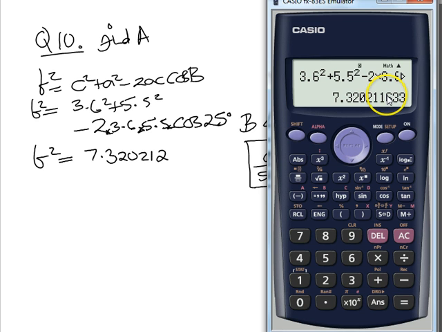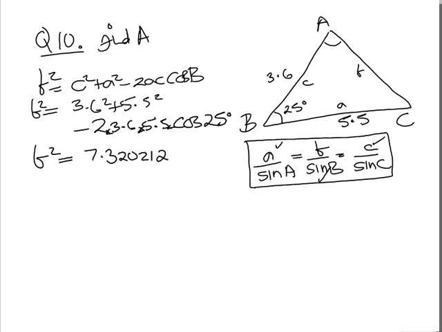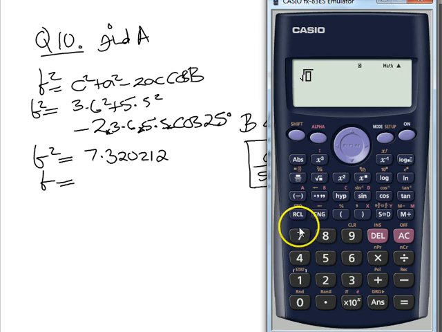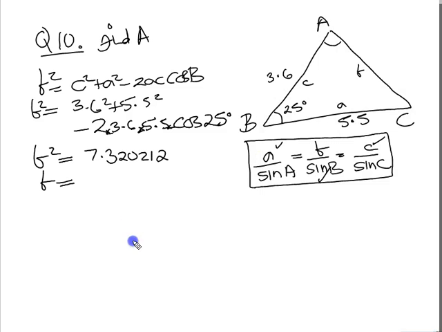Okay then, so we want to square root that now. So B equals the square root of 7.320212, which equals 2.71, isn't it, to 2dp? Or 2.706. Let's just keep it to 3dp, shall we? Because we're not quite finished with the problem. 2.706. There's B. So we now know B.